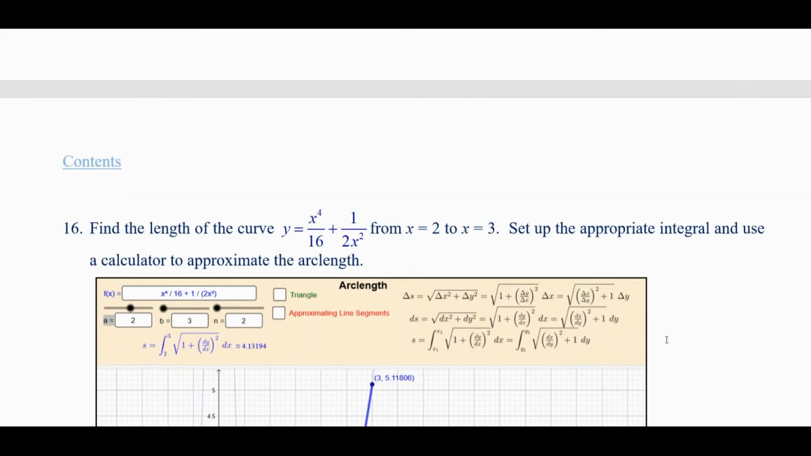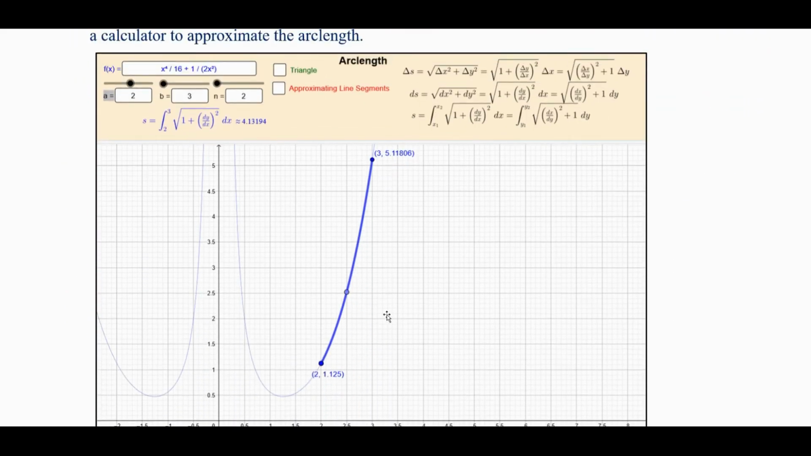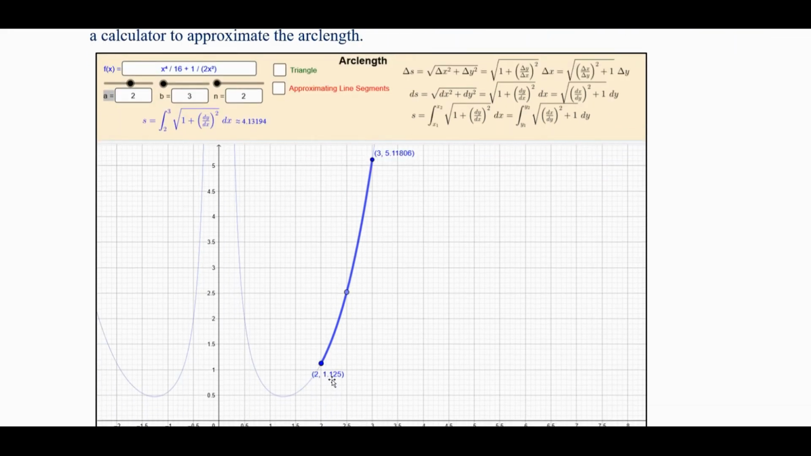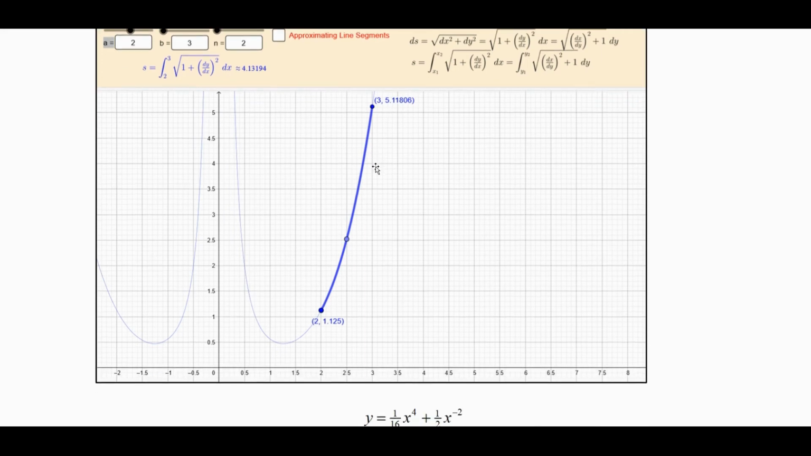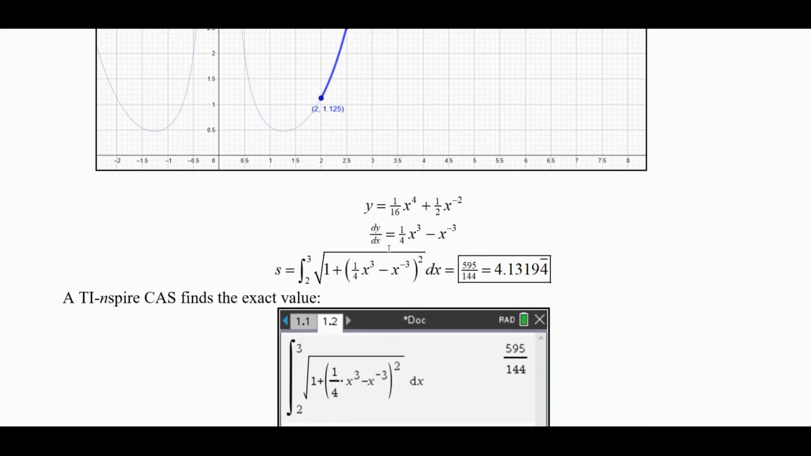Okay, so here it is using the app that I have. This is what the graph looks like, and this is the arc length we're talking about right here, going from 2, 1.125 to 3, 5.11806 approximately. And so there is the graph that we're looking at. It says it's about 4.13. Here's how we could do it. There are a couple of different ways we could do it.